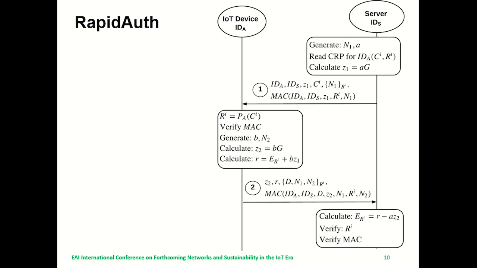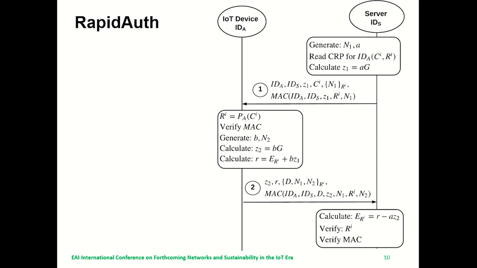These are the steps. In the first step, the server generates a nonce N1 and an integer a randomly, and then computes Z1 = aG, where G is a base point over the elliptic curve. The server then reads the corresponding CRP, Ci and Ri, for IDA, and sends the ECC challenge Z1, the PUF challenge Ci and M1, N1, Ri along with the respective MAC to the device IDA.